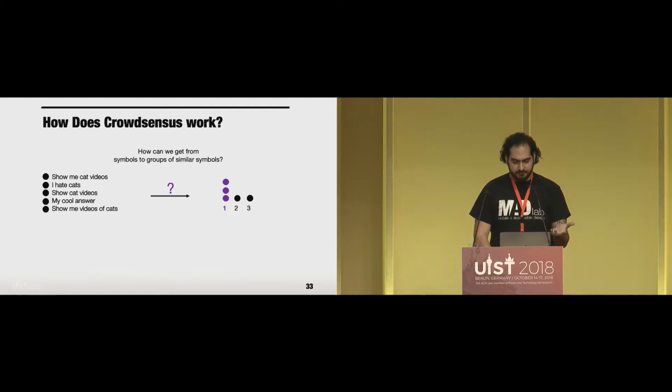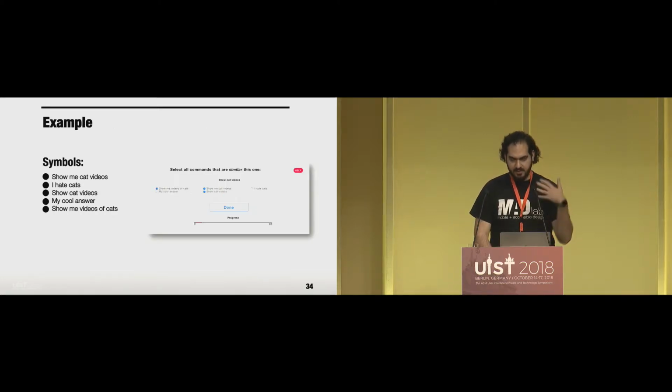So this is an example. The reference here is showing a list of cat videos, and the symbols that we collected from this hypothetical group of people are voice commands trying to get to that result. So the voice commands here are "show me cat videos," "I hate cats, personally I don't," "show cat videos," "my cool answer," and "show me videos of cats."